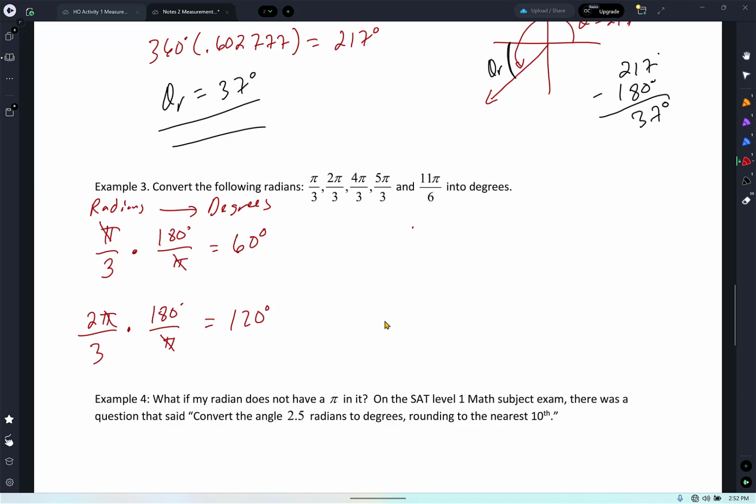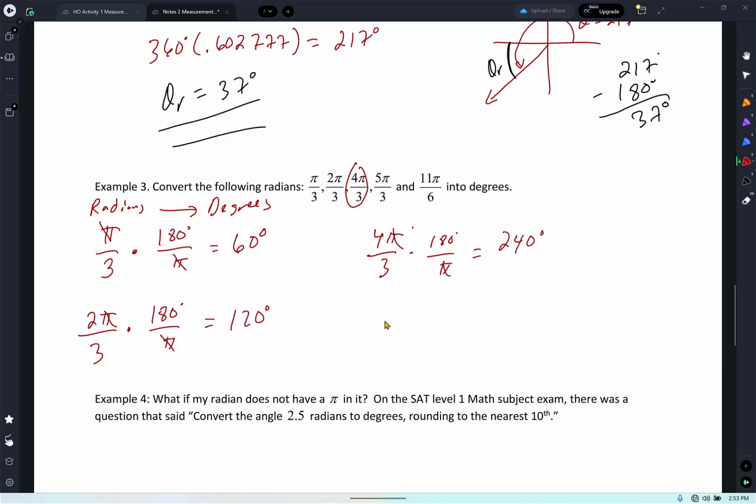Okay. You can, if you want, add pi over 3 plus pi over 3 plus pi over 3 plus pi over 3, 4 times. And then just 60 plus 60 plus 60 plus 60. You can. It doesn't matter. So here we go. 4 pi over 3 times 180 over pi. The pi's cancel out. 4/3 of 180. I believe that's going to be 240 degrees.